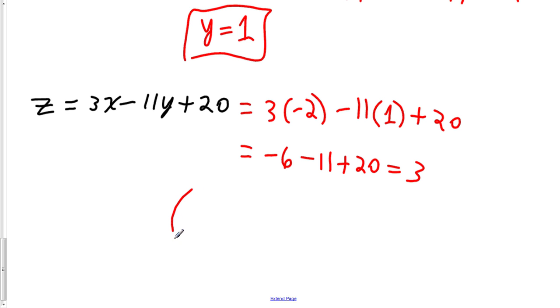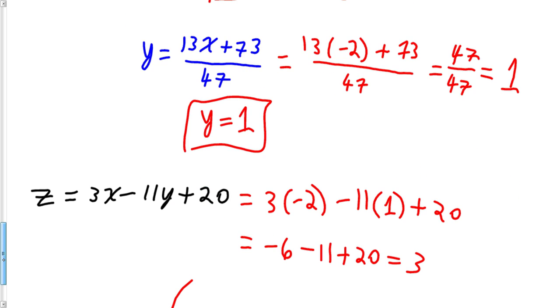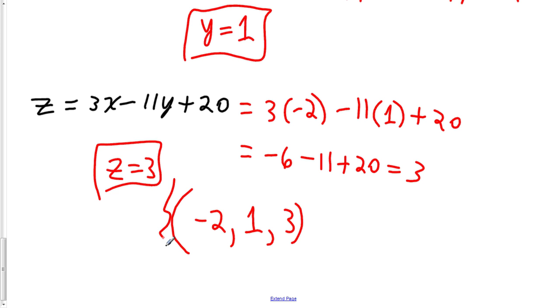So I have my ordered triplet that is the solution to this system. It's going to be negative 2, 1 for y, and z we just found out was equal to 3. Z equals 3. So there we have the ordered triplet. This is the solution set for our system, and that was the method called substitution.